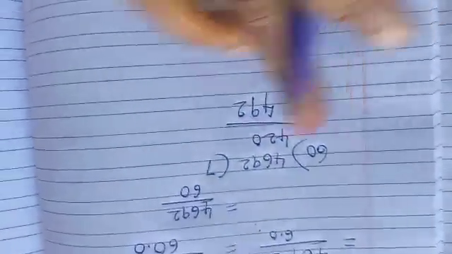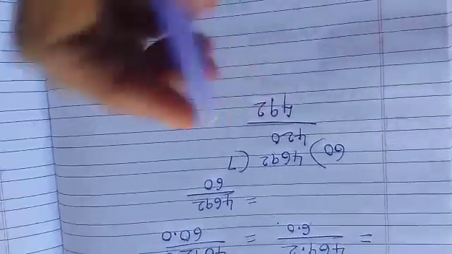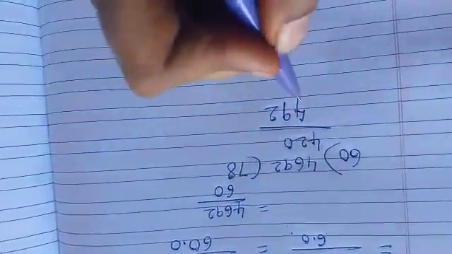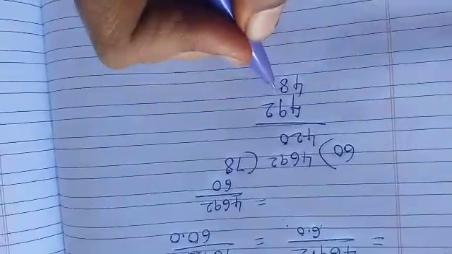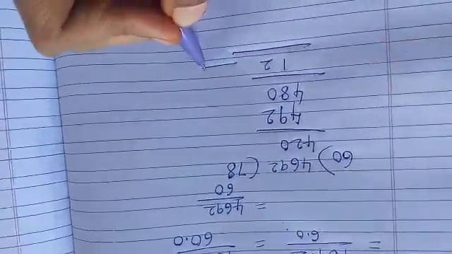6 7s are 42, 6 8s are 48, 6 9s are 54 is big. So 6 8s are 48. After that 0, we write. Now 2 here, 1 here. Now 12 is the remainder.